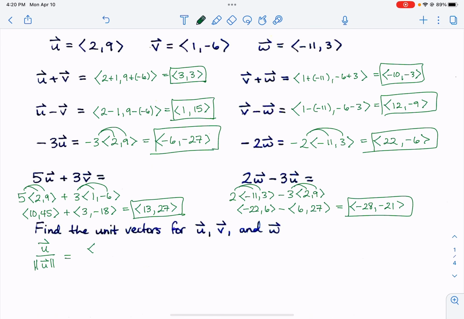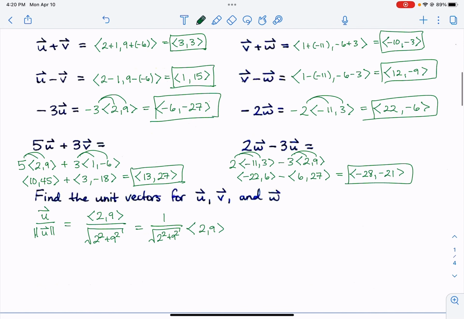So this is the vector 2 comma 9 divided by, what is the magnitude? Well, we know that formula. That's going to be the square root of 2 squared plus 9 squared. In fact, it might be better to even rewrite it like this. That way we can see what the scalar is, right? The scalar is that big fraction in the front. And what is that? That's going to be 4 plus 81. That's 1 over the square root of 85 times this vector.